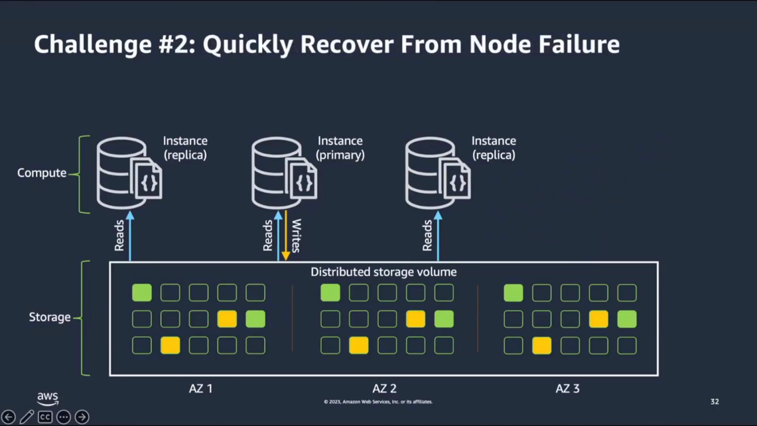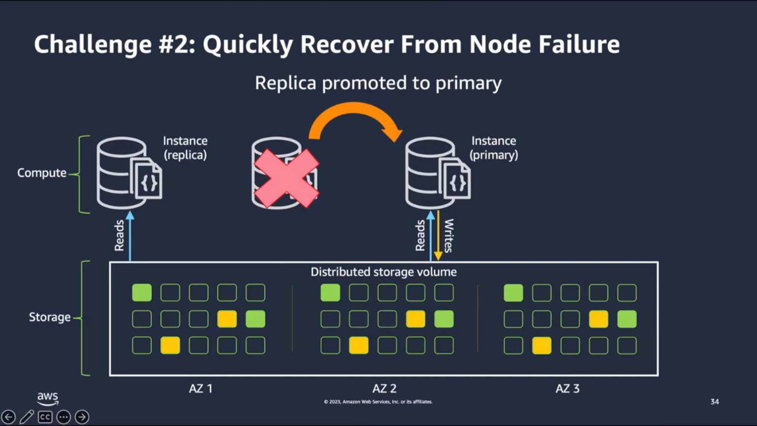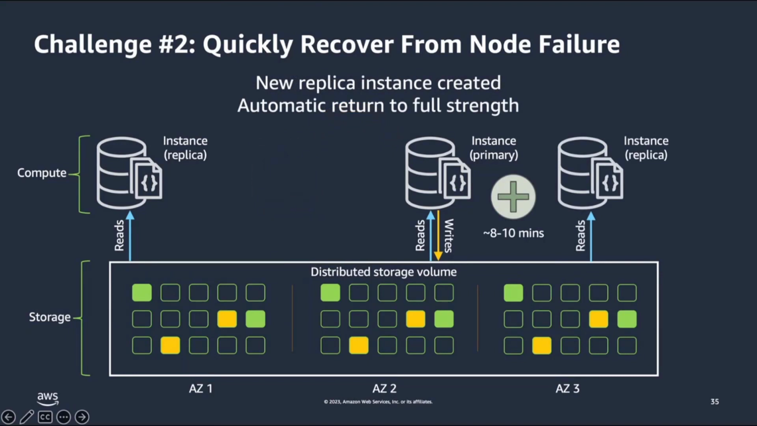DocumentDB also allows you to quickly recover from a node failure. In this scenario, you see that our primary instance has failed. If you have a replica instance, which in this case we do, the cluster failover typically completes in about 30 seconds, again, regardless of the amount of data. And then after that failover is complete, a new replica instance will be created to return the cluster to full strength, again, in about 8 to 10 minutes.